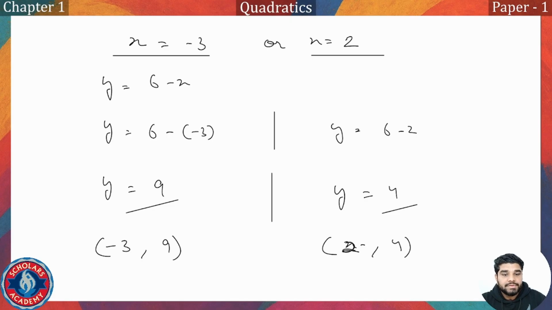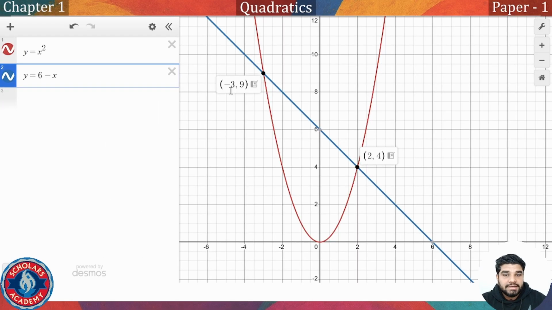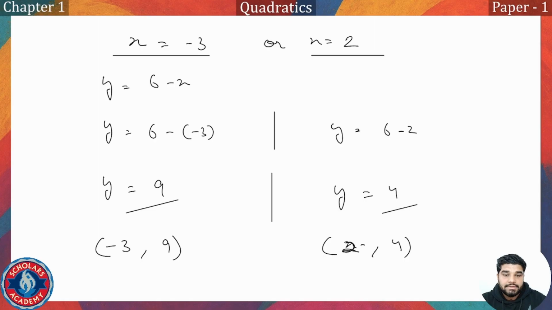So these are the two solutions. If I check, -3 and 9, 2 and 4, that's correct, right? So I hope you understood what we are mainly talking about and what we want to do over here. We will find intersecting points of a quadratic equation and a linear equation. So a quadratic equation is like a parabola and a linear equation is a straight line. So the solution of two simultaneous equations is the intersecting points of those two lines. So that is what we are finding.